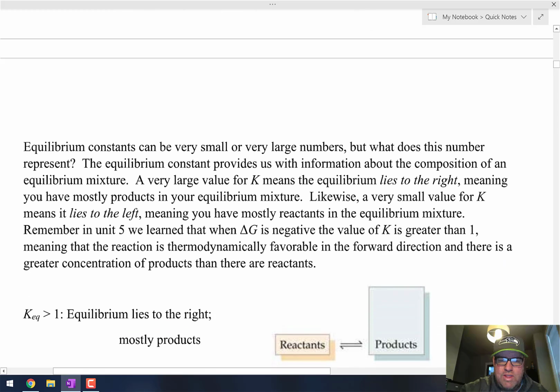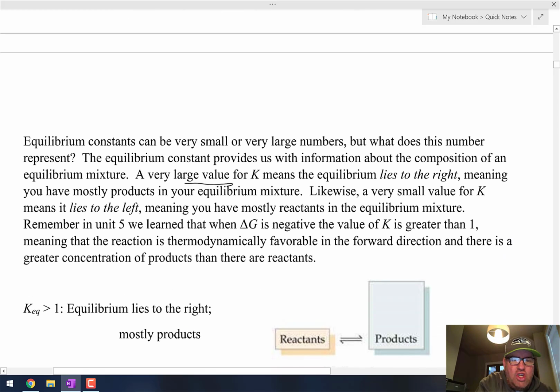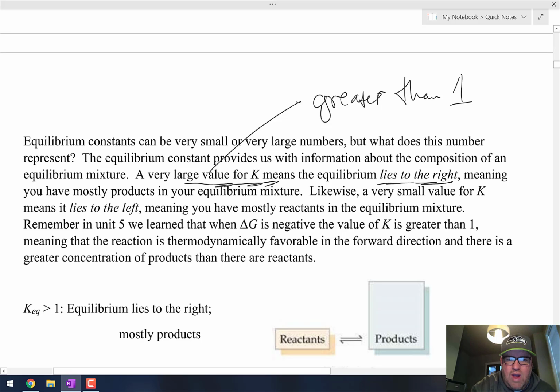Okay, and that's basically what this talks about down here. If you have a large value for K, and by large, that really just means greater than 1, then what we say is that the equilibrium lies to the right, which again means that you have mostly products in your equilibrium mixture. If you have a small value for K, which again means less than 1, then the reaction lies to the left, meaning you have mostly reactants in that equilibrium mixture.